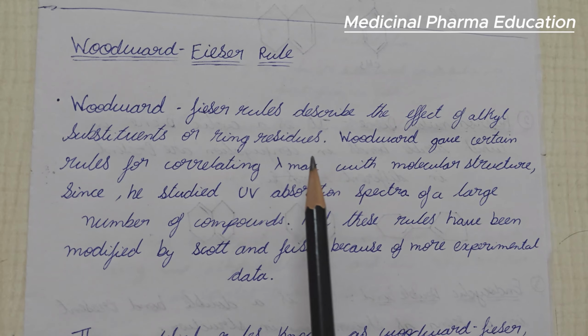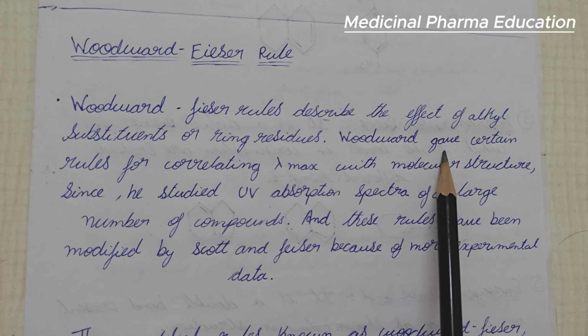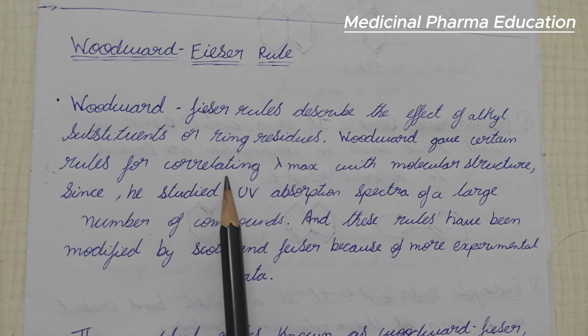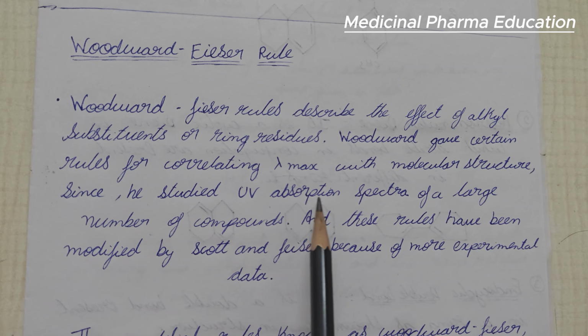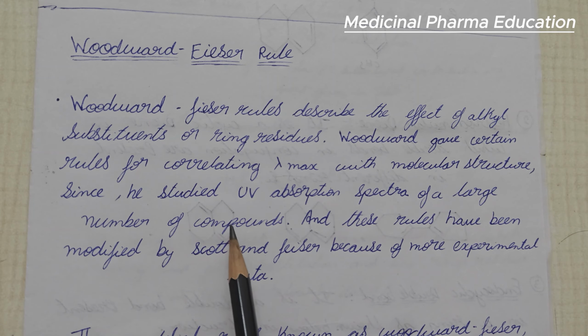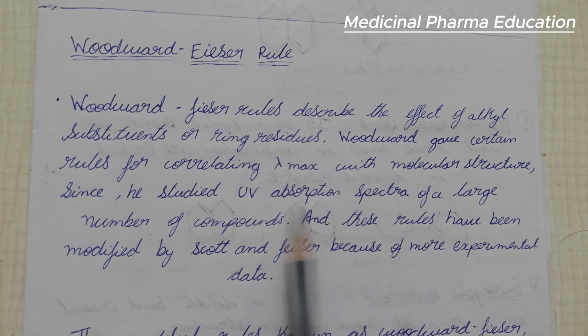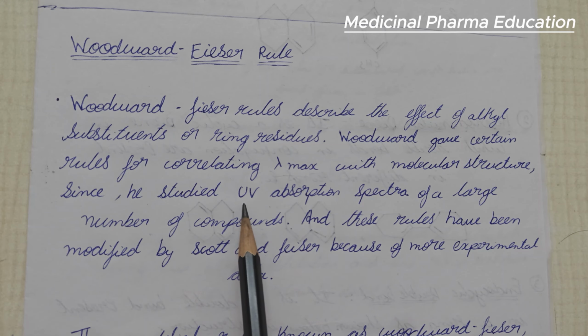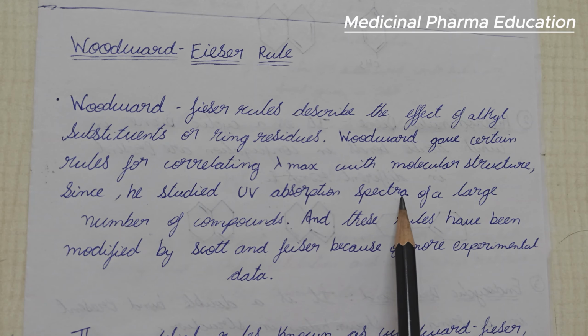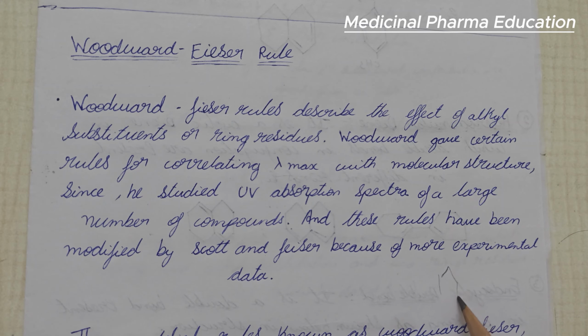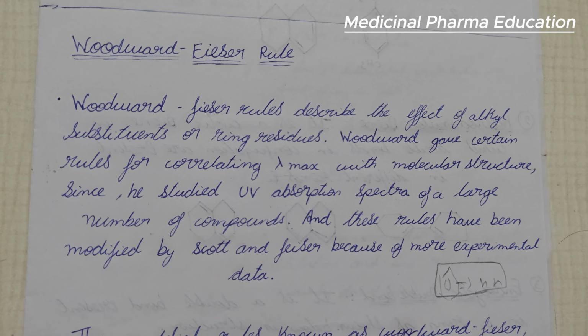Woodward gave certain rules for correlating lambda max with molecular structure. Since he studied the UV absorption spectra of a large number of compounds, he can take a structure and tell that it absorbs at this many nanometers. Based upon this concept, he developed the Woodward rules.